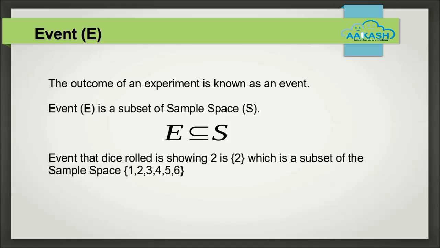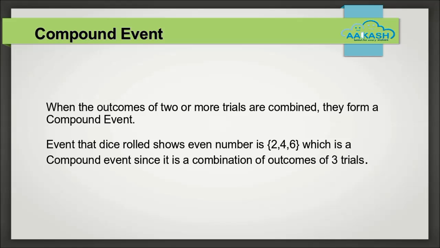Event. When we perform a trial, the outcome of that trial or the experiment is what we call an event. Event is a subset of sample space. For example, the event which corresponds to the rolled dice showing 2 is a subset of the sample space 1, 2, 3, 4, 5 and 6. Compound event. This is an event which is the combination of 2 or more outcomes of the trials. For example, the event that the dice rolled shows an even number is a combination of 3 different events, that is, the events 2 and 4 and 6.